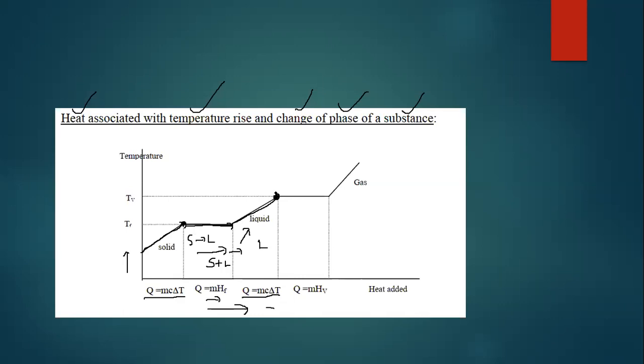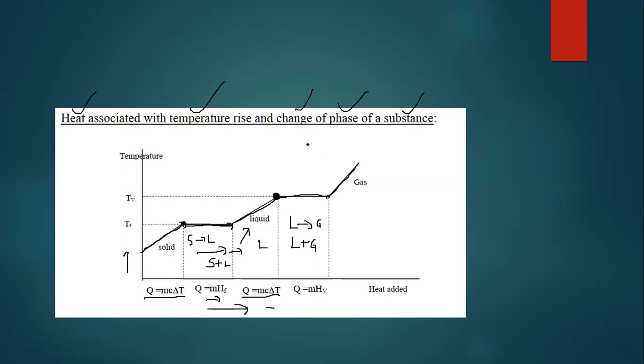When we reach the evaporating temperature of the substance, the temperature will remain constant. In this period, we'll have liquid turning to gas. And actually what happens is we'll have a mixture of liquid and gas, until all the liquid has turned into gas. That's when the temperature can change.